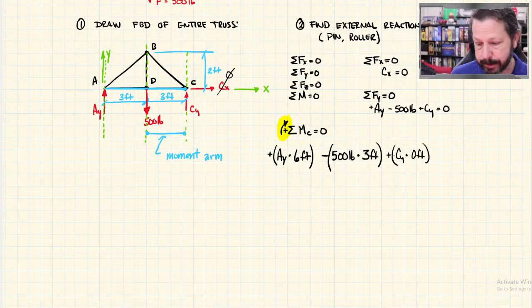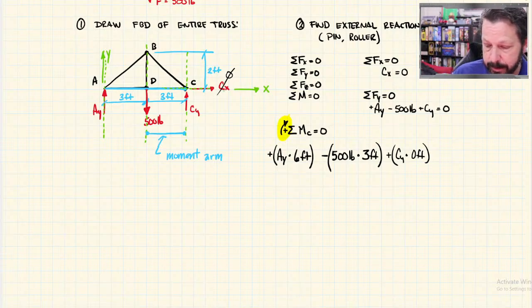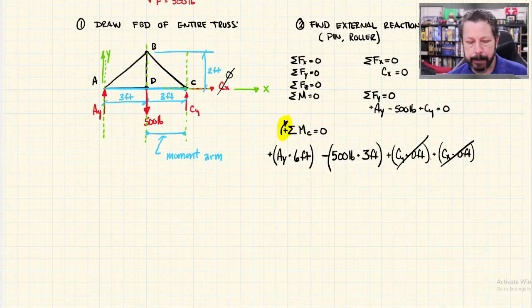Same thing with CX. Its line of action is horizontal, so it's different. But the line of action sits right on top of C, so there's no distance. So you would have CX, I made them positive, but I guess they don't really have any sign, times another 0 feet. So these don't show up in your equation. And what that does is that now I only have one unknown in my equation.